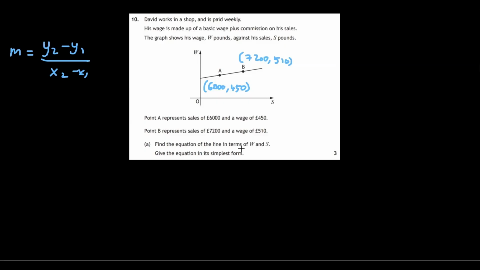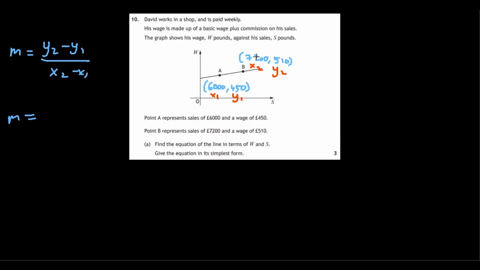Find the equation of the line in terms of W and S. Give the equation in its simplest form. So I've gone ahead and labeled the points on the graph. I've also written the gradient equation. So that's always the first step for finding the equation of a line. So y2 minus y1. So let's just label the points quickly. I'm just going to let this one be x1, y1. This is x2, y2.